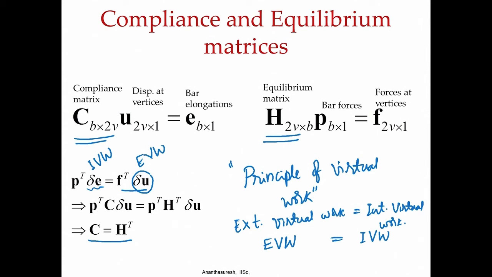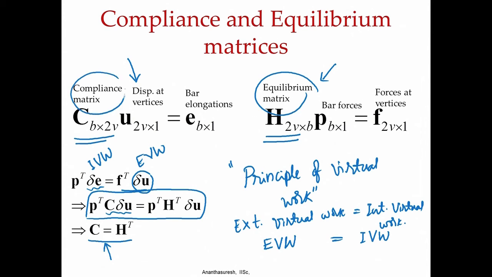Here, taking the starting principle of virtual work, for delta e you substitute C delta u, which comes from this relationship. Likewise for F we get H times P, which is F transpose equals P transpose H transpose. If I look at this equation now, you conclude that C is equal to H transpose. So you can either start with the equilibrium matrix or the compliance matrix; they are both transposes of each other.